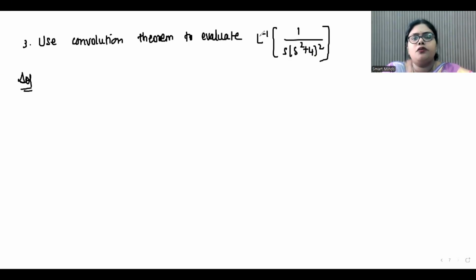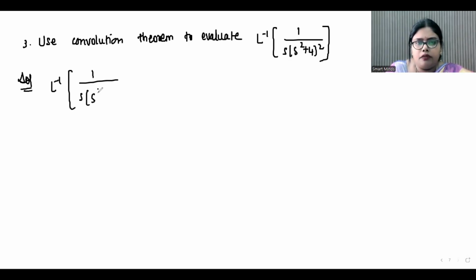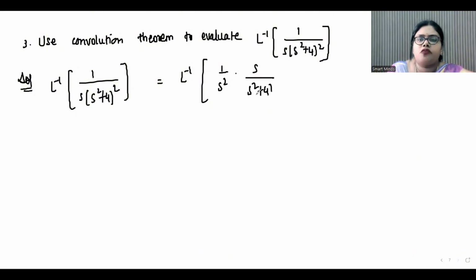Take the next question. Use the convolution theorem to evaluate L inverse of 1 by s into (s square plus 4) whole square. So L inverse of 1 by s into (s square plus 4) whole square is equal to L inverse of 1 by s square into s by (s square plus 4) whole square. What did we do here? Multiplying and dividing by s.